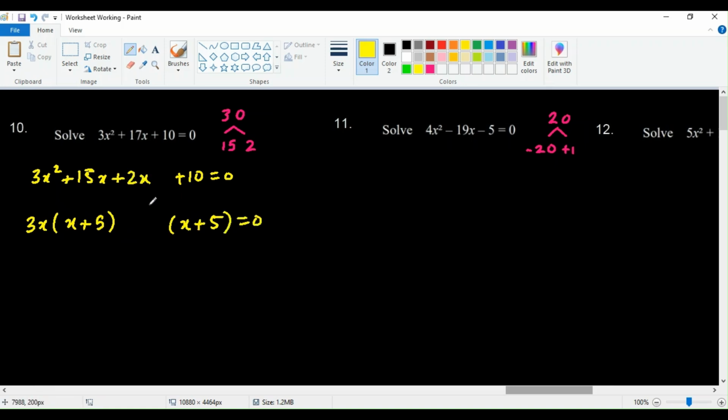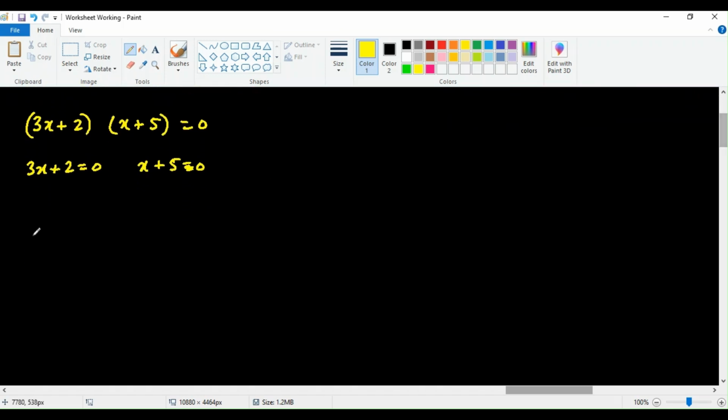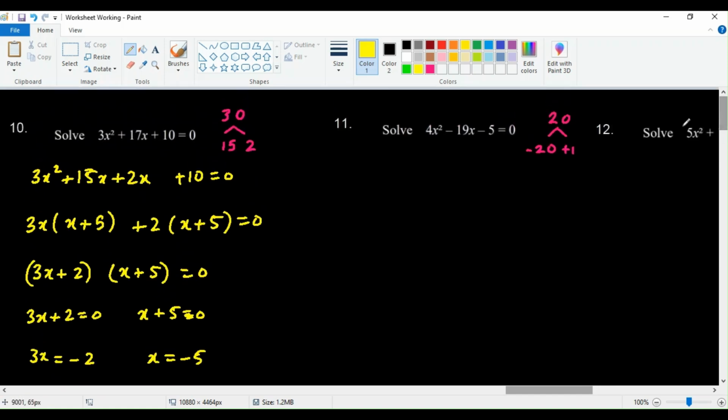Look at the third term, which is plus 2x. x I already have, so I will write plus 2 here. So 3x plus 2 comes in one bracket, and x plus 5 comes in another bracket equals 0. That means 3x plus 2 equals 0, and x plus 5 also equals 0. Now this means that 3x equals minus 2 and x is equal to minus 5. That means x will be equal to minus 2 over 3, first value, and second value is negative 5. Moving on to question number 11.